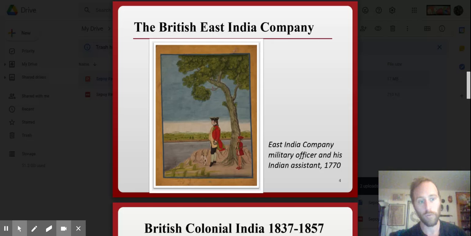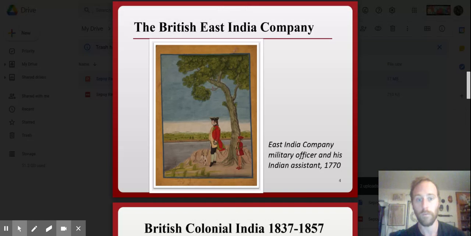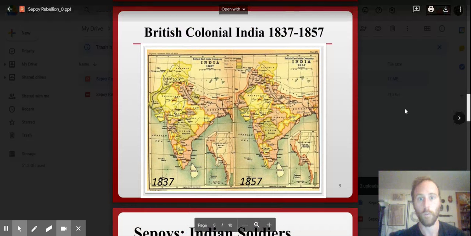You may remember the British East India Company because they are the ones that were trying to sell tea in Boston and getting the British Parliament to basically create a monopoly for tea and partially creating the American Revolution. But they got that tea from India, particularly the island of Ceylon. You can see this image. You've got a British military officer or East India Company officer, because the company and the government were kind of intertwined, and an Indian assistant. So these Indian assistants are going to be what is kind of the start of the Sepoy Rebellion.